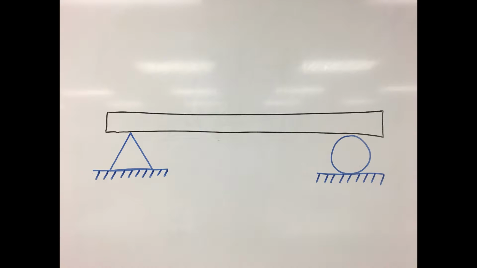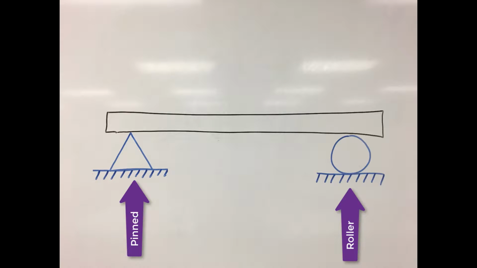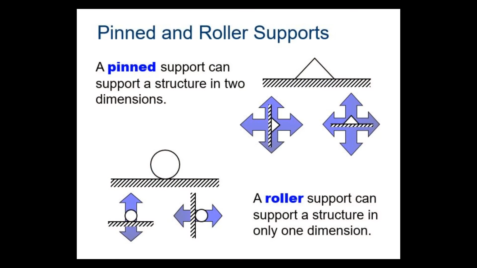In this diagram, I've drawn a simply supported beam with a pinned and a roller connection. The pinned connection is sometimes called a fixed connection point as well. A pin support supports the structure in two directions, the X and the Y, and a roller support supports the structure in only one direction, the X or the Y. A pin support will have two reactionary forces, one representing the X value and one representing the Y value, and a roller support will have one reactionary force, representing the X or the Y value.